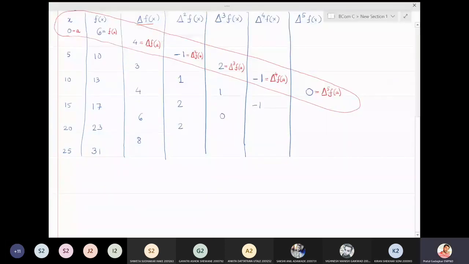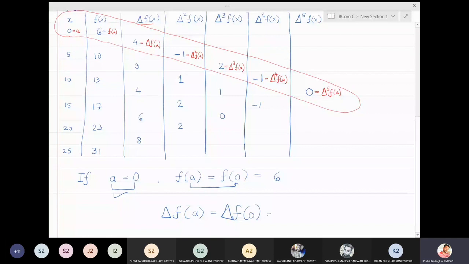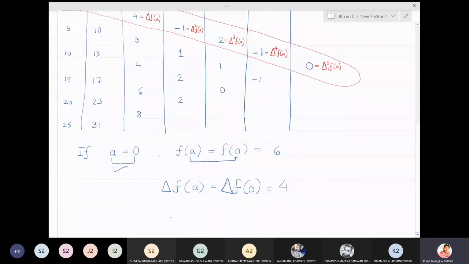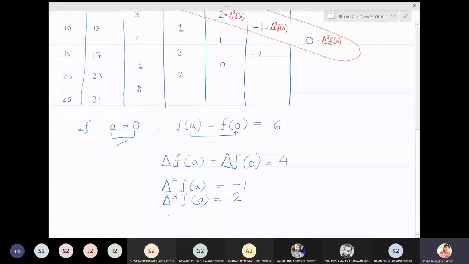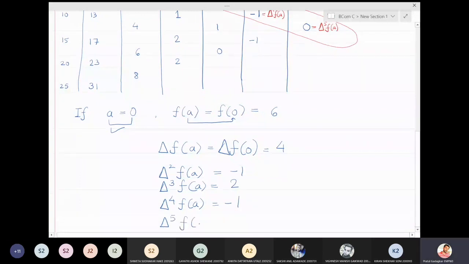So if A is the first person, which is 0, F of A means F of 0. How much is A? A is 0. How much is the answer of F of A? 6. What is delta F of A? Delta F of A means delta F of 0, from the table, 4. What is delta square F of A? From the table it is minus 1. What is delta cube F of A? It is 2. What is delta raised to 4 F of A? It is minus 1. And delta raised to 5 F of A? It is 0. Okay. So this data is very important for us.